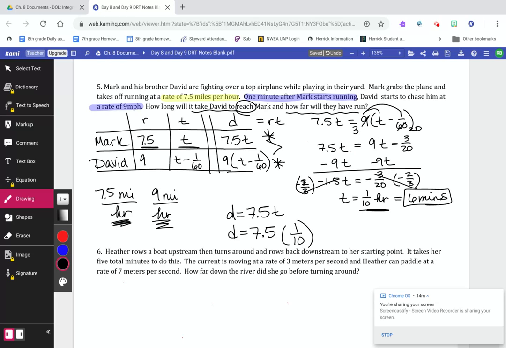So you end up getting, if you look at this, we have 7.5 over 10. So when you divide by 10, you move your decimal over to the left. So 3/4 of a mile. So in 6 minutes, they finally reach each other. And at that point, they've run 3/4 of a mile.